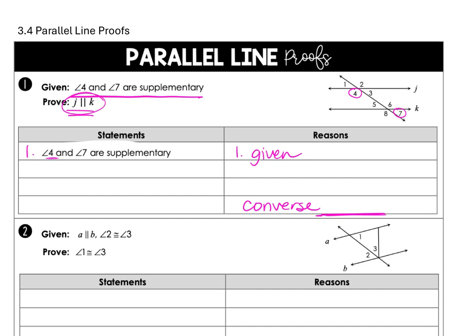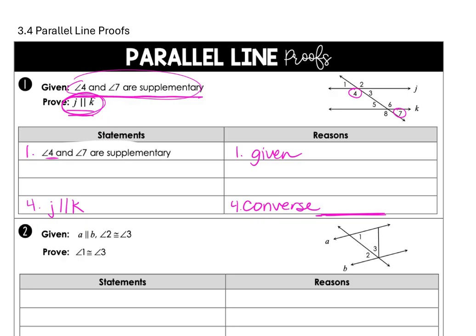Take note of that. Your last step, which I'll tell you right now is step 4, is going to be what? J is parallel to K. All right, so your job is to figure out how did we get from here to here in 4 steps. What steps could get us there?